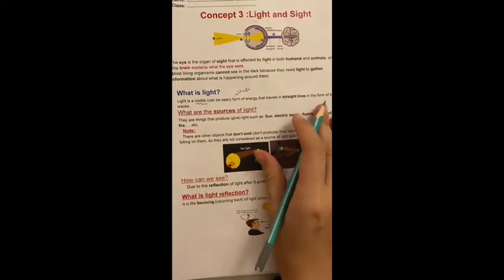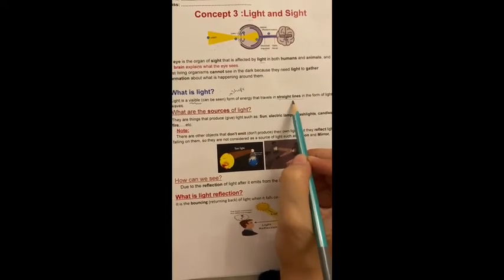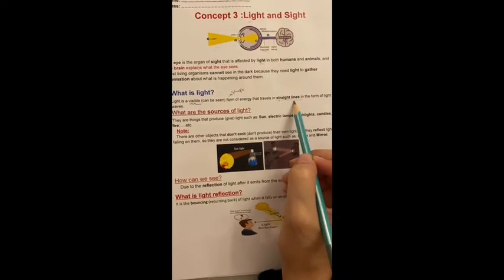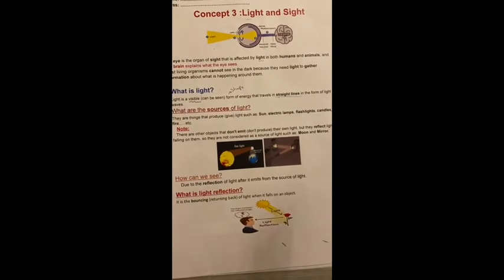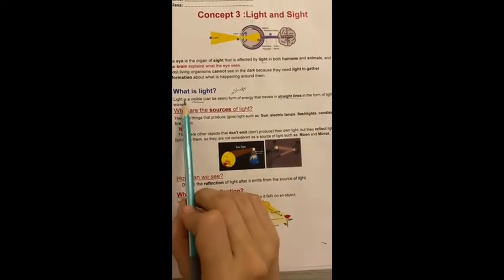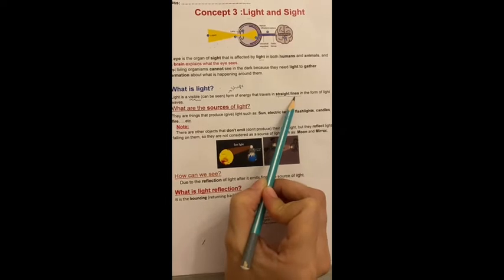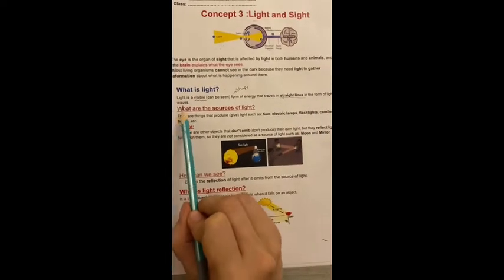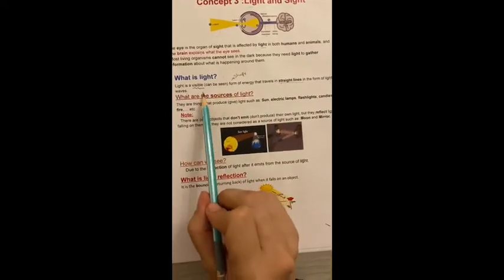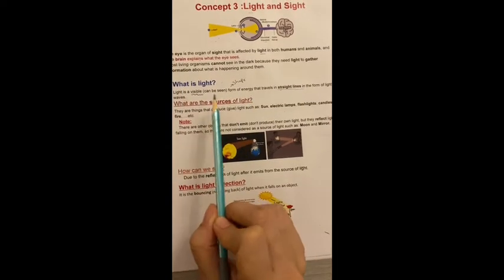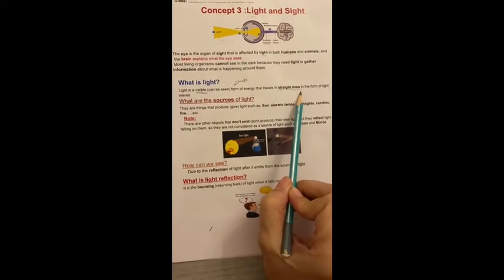Light is a form of energy that travels in a straight line, like the light of the projectors. The light rays travel in a straight line and hit the whiteboard. So light is a visible form of energy that travels in straight lines in the form of light waves, like the sound waves, like the sound wave sent by the dolphin. So the light waves travel in straight lines.